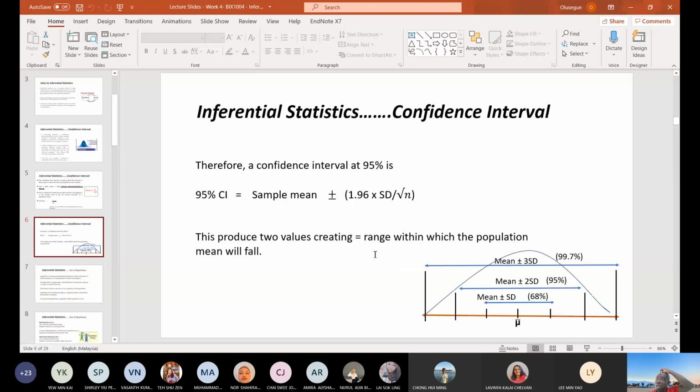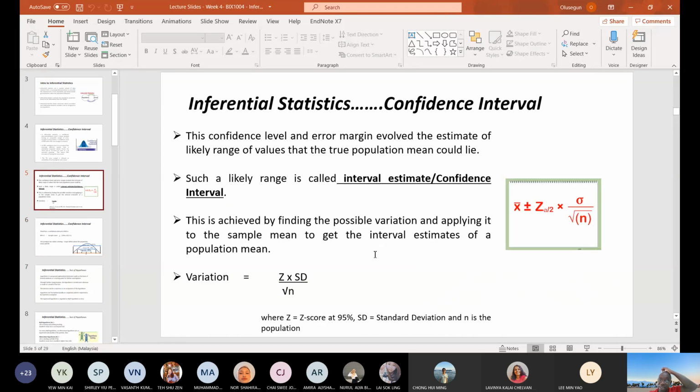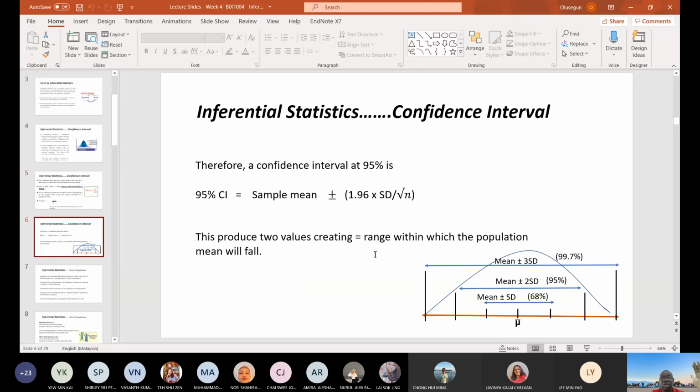So before I move on, do we understand the confidence interval? Confidence interval is just giving us the area of coverage of our scores, where they fall in. If 95% of our scores fall within that range of mean plus 2 standard deviation, confidence is increased. Any question about confidence intervals?